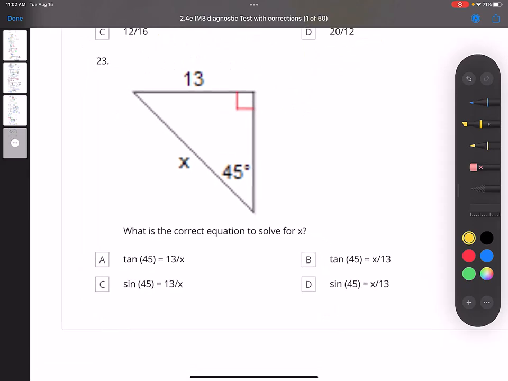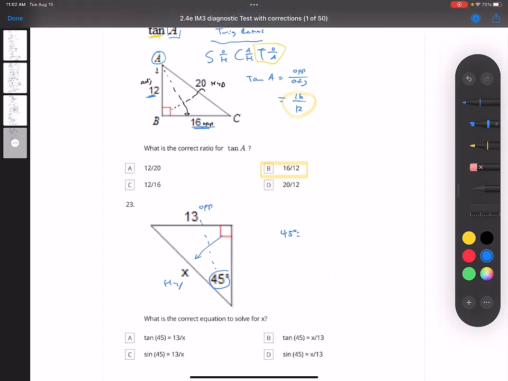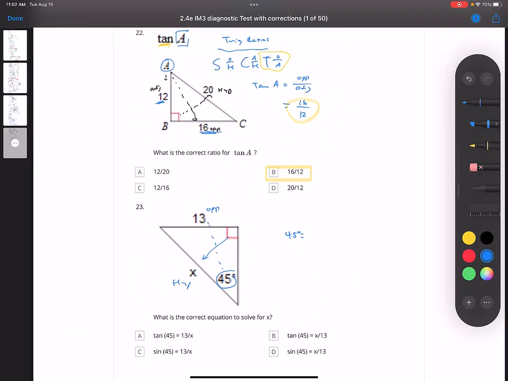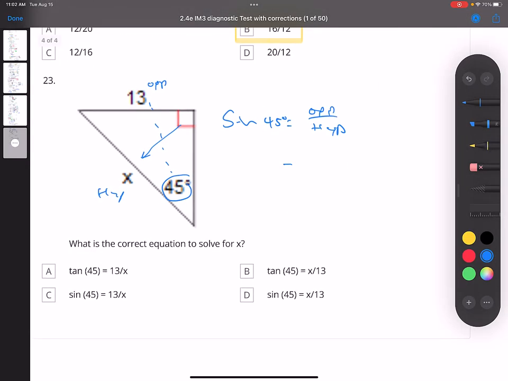They want us to solve for x. So from here, I'm starting at 45 degrees. I'm going across. I have the opposite. I have the hypotenuse. Go back up here. You have sine. So sine of 45 degrees equals the opposite over the hypotenuse. The opposite side is 13, and the hypotenuse is x. Put in sine of 45 into your calculator.